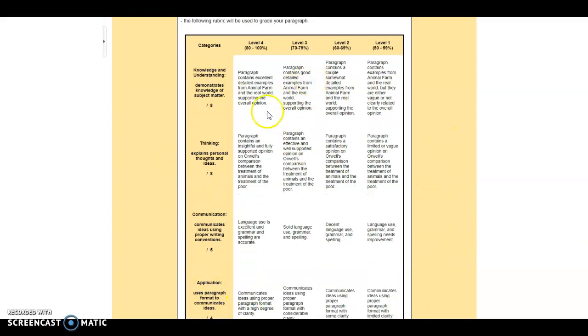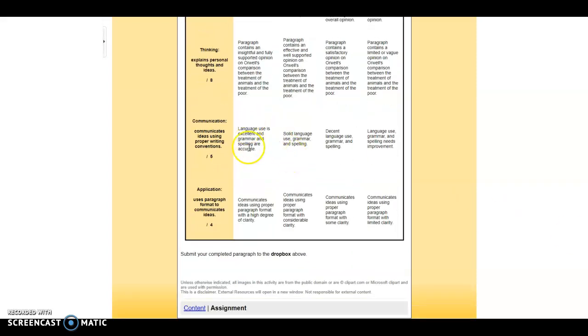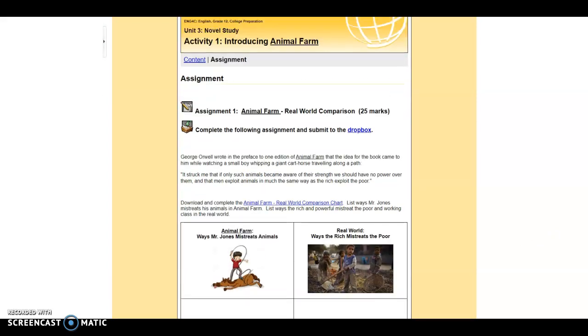This is the rubric that I will use to grade your assignment, so you can take a look at what I'll be looking at. I'll be looking at the examples that you provide from Animal Farm and from the real world. I'll be looking at your opinion and your supporting points, your language use and your grammar, and your paragraph structure. Did you write me a proper paragraph? Once you're done your assignment, you can, as always, submit it to the Dropbox. And if you have any questions, please let me know.